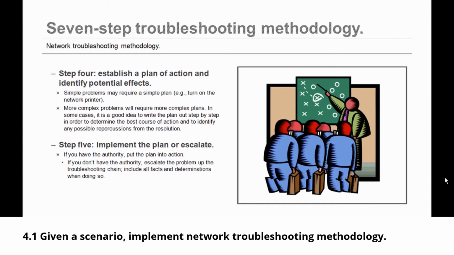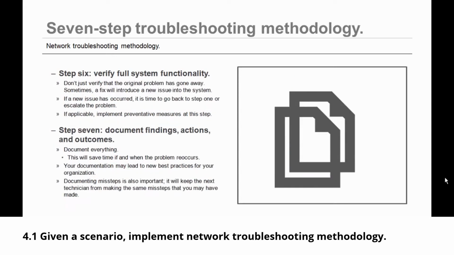If you have the authority, put your plan into action. If you don't have the authority, escalate the problem up the troubleshooting chain, including all facts and determinations when you're escalating the problem. Don't make that next level above you have to recreate everything that you've done. Once you've implemented your plan, it's on to step 6.